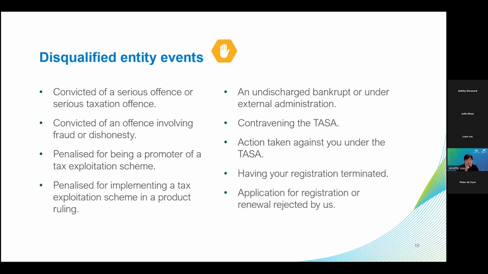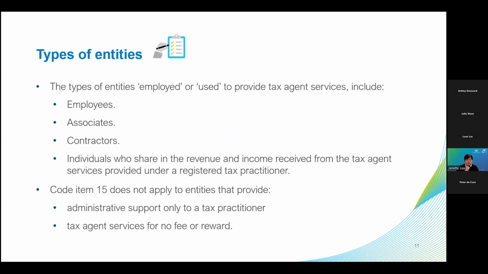So the next element that we have in relation to Code Item 15 is that we look at whether or not the entity that you're seeking to engage is someone that you're looking at employing or using. And that definition is quite wide. It includes not only what you would expect around employees, but it includes associates, contractors, as well as other individuals who might actually share in revenue and income received from your practice.